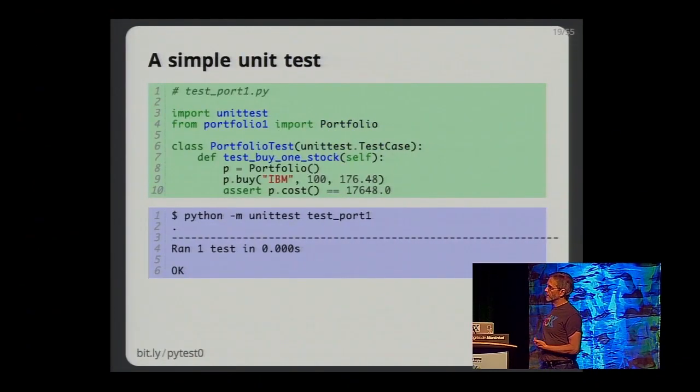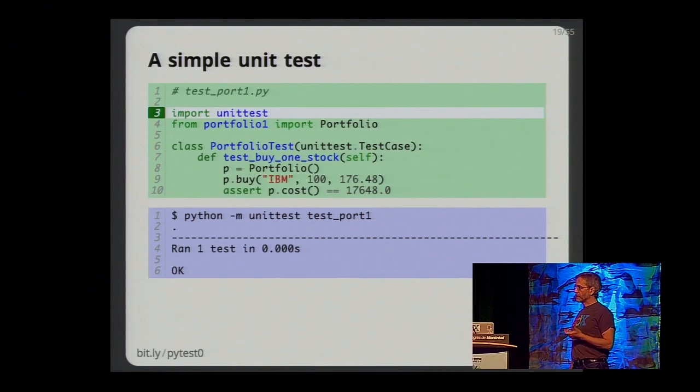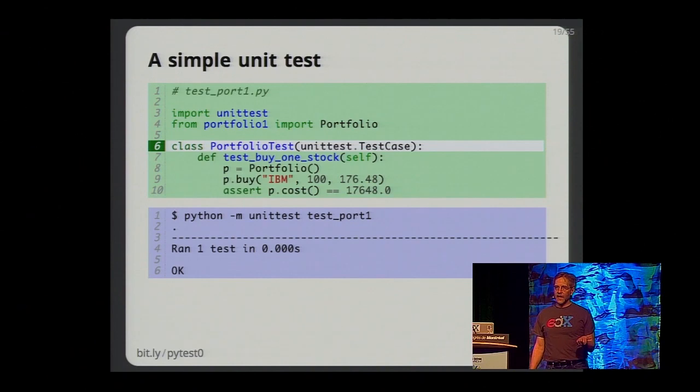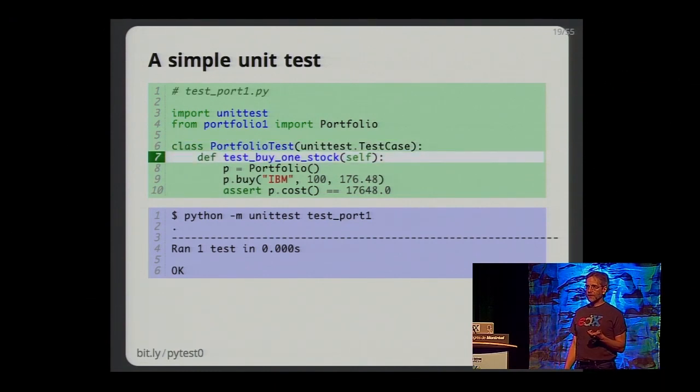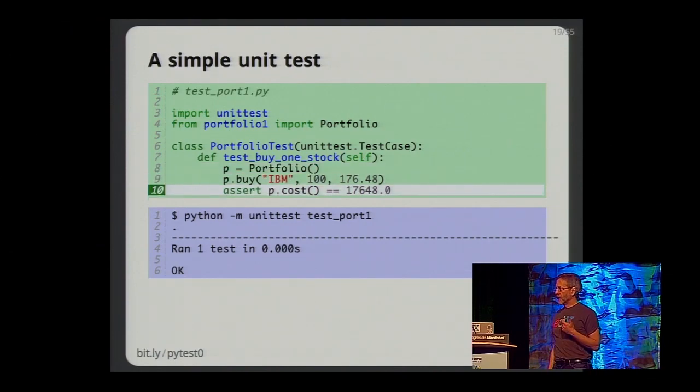So this is an actual unit test. To write a unit test, and by unit test, by the way, I just mean an automated test, you import the unittest module, you import your code that's under test, and then you define a class. Your class is derived from unittest.TestCase. So all of your tests will be in a class that derives from TestCase. And the tests themselves will be methods in this class that start with the word test. So here we have a method called test_buy_one_stock. It's going to do the test that we did before, where we make an empty portfolio, we buy 100 shares of IBM, and then we can make an assertion that the cost is what it should be.